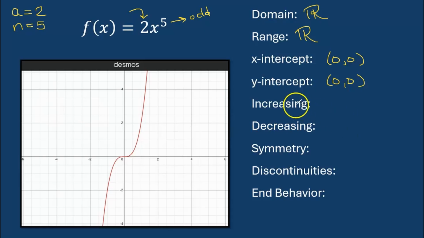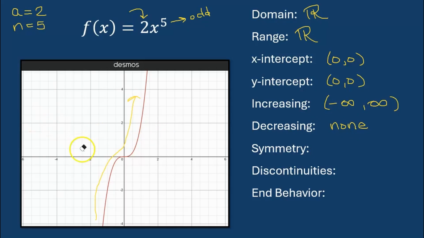Now let's talk about increasing and decreasing. If we look at the graph, you will notice that this graph is just continuously increasing. It starts off increasing at negative infinity and continues at positive infinity. This means that there is no decreasing interval, and so we would write none.